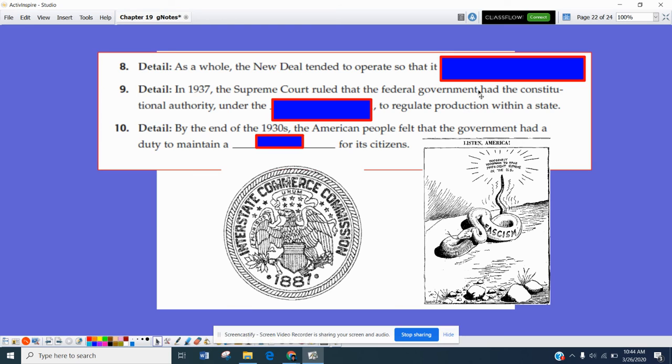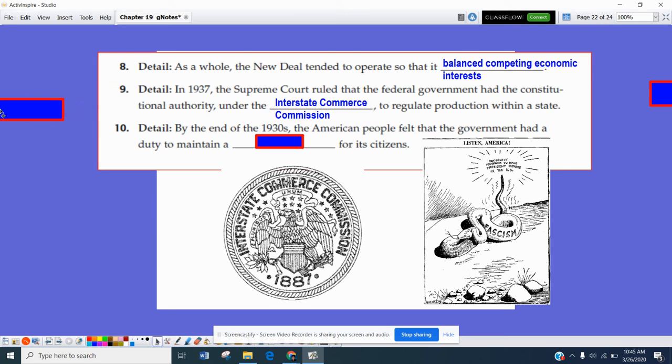And number 8, as a whole, the New Deal tended to operate so that it balanced competing economic interests. In number 9, in 1937, the Supreme Court ruled that the federal government had constitutional authority under the Interstate Commerce Commission to regulate production within a state.